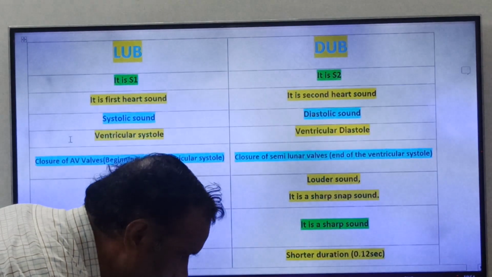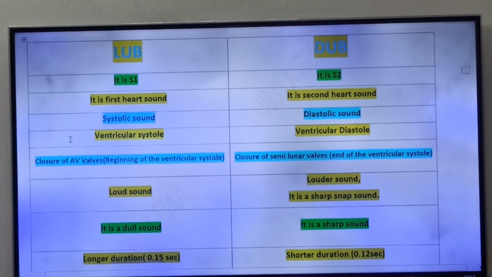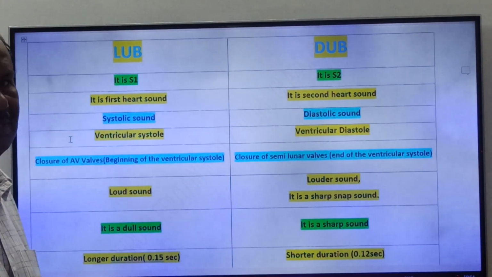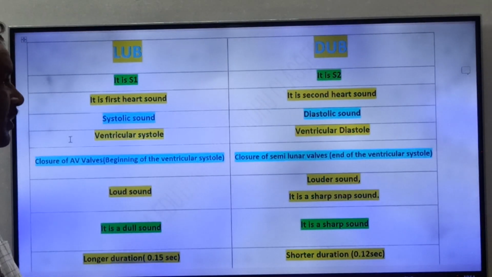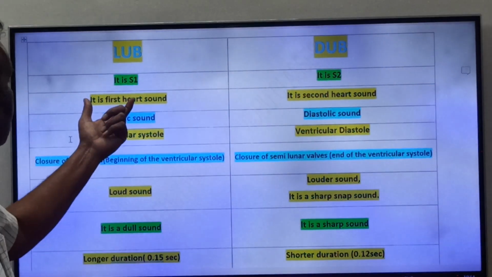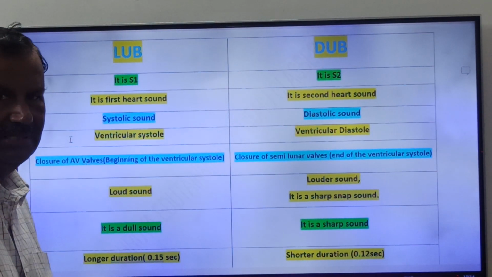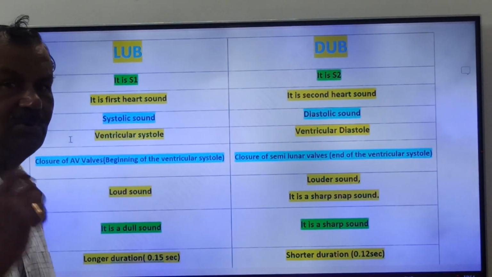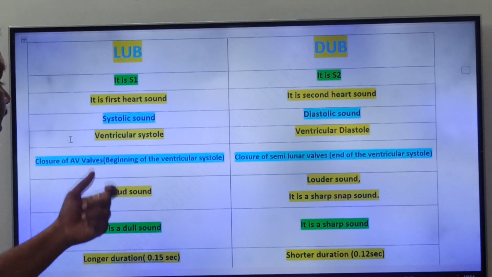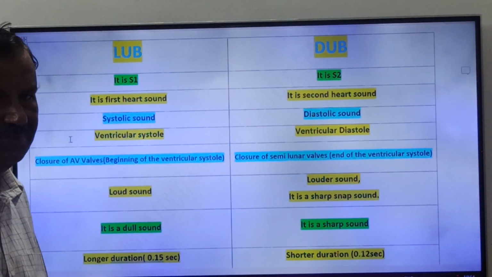Now, friends, you don't need to write this in the function of the heart, but you have to know what is lub and dub. See, lub and dub are the heart sounds, friends. Lub is the first heart sound. Dub is the second heart sound. It is also called S1. Lub is called S1, friends. It is the first heart sound. It is a systolic sound. It is a ventricular systole. The first heart sound is produced during ventricular systole, friends.